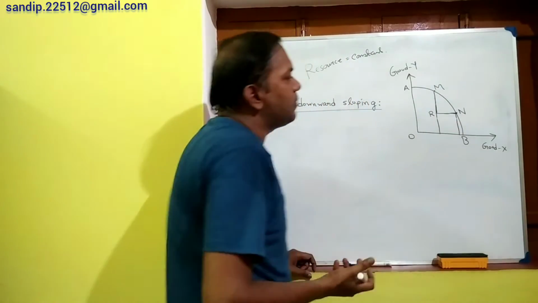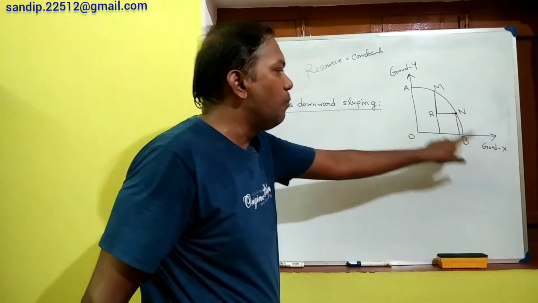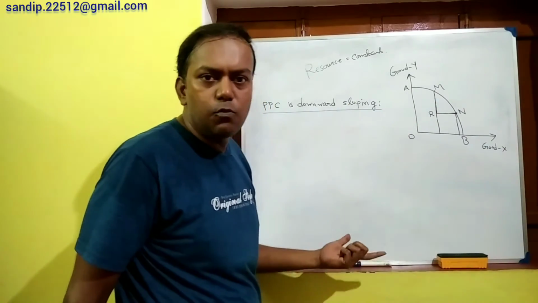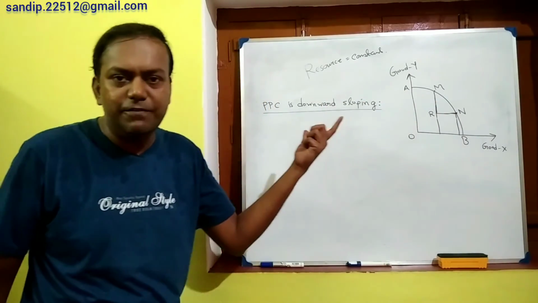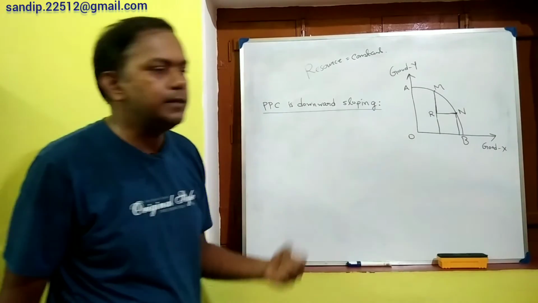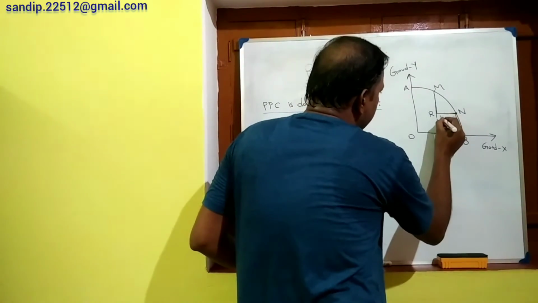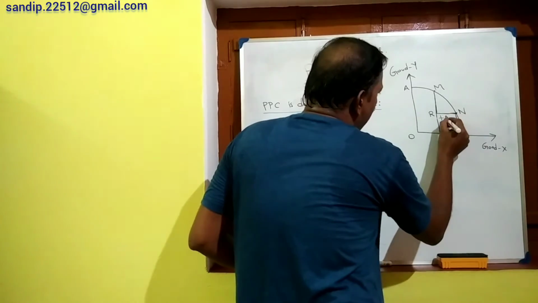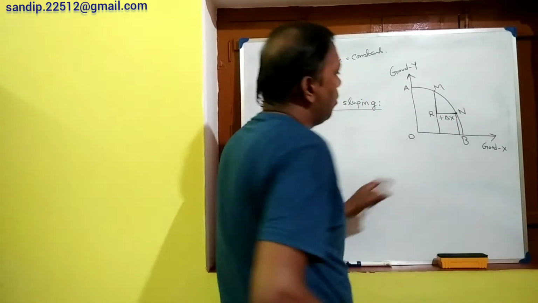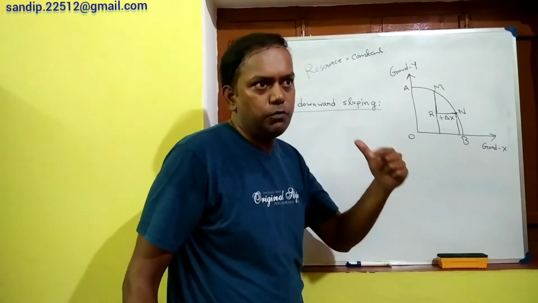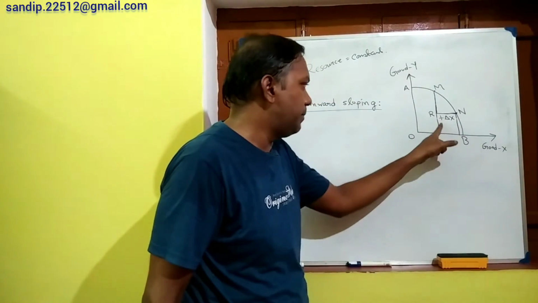So from here also I can say, as he is producing more of good X and less of good Y, obviously there is a downward slope, because there is a negative relation. So this one I can write like this, plus delta x. Why have I written plus delta x? See, plus means the producer is producing more, that's why plus.